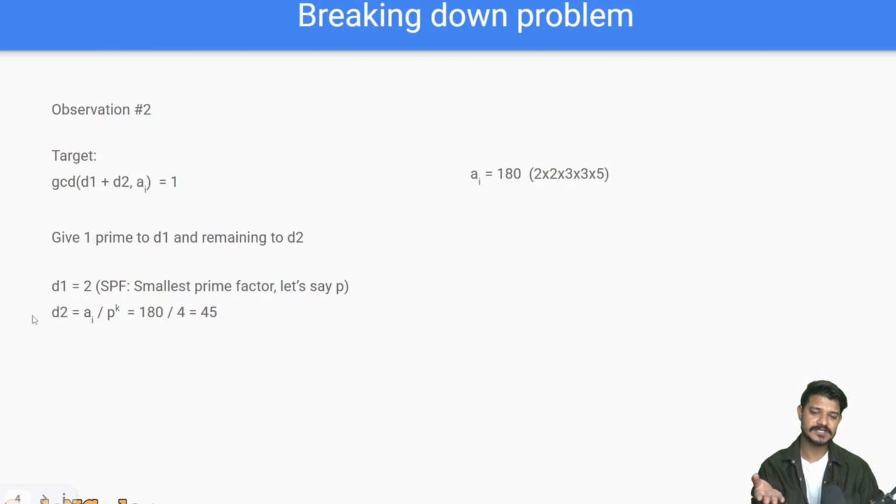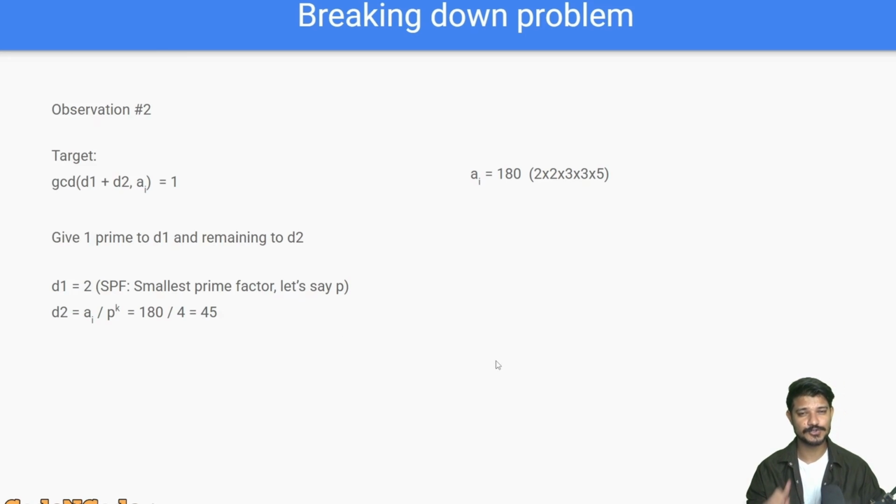This way, we'll make sure that D2 gets all the other primes, right? So this way we can get D1 as SPF and D2 as all other primes, right? This way we can get our answer. So you see, we had a problem. We took a simple observation that D1, D2, and AI should not share any prime. If they share even a single prime, the GCD will be at least that prime, right?